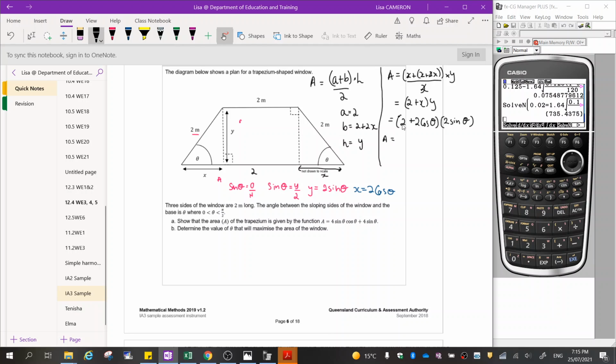Okay, and so now I can just multiply. So this one times that one will get me 4 sine theta. This one times that one will get me plus 4 cos theta sine theta. That now matches that. So I can say, therefore, left-hand side equals right-hand side. Okay, and I guess we'll do this in 2 parts.